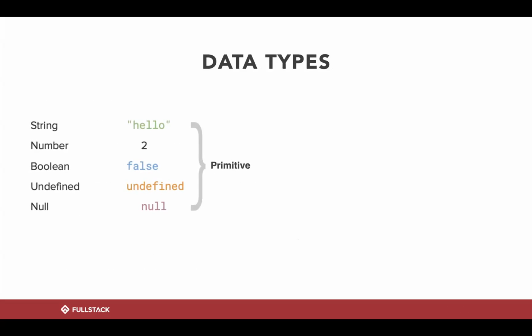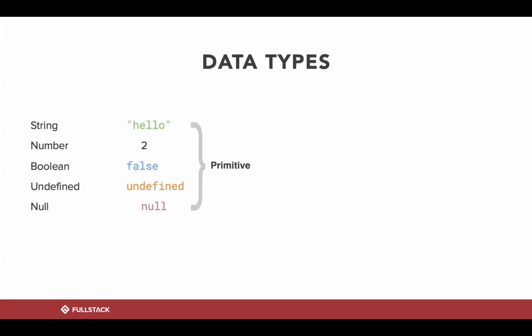So here are the primitive data types, the basic data types. There's a string. A string is a collection of letters, so they're analogous to words. The way that we write them is by putting quotes on either side of them. You have numbers. You have Booleans, which are just either true or false.